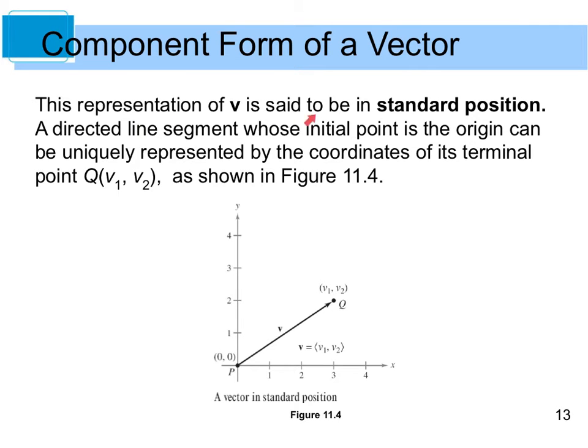So V is said to be in standard position if the directed line segment whose initial point is the origin can be uniquely represented by the coordinates of its terminal point. So again, the terminal point can kind of tell you. And if we're going to start writing down the coordinates of the vector here, my vector components, you have your bold V, you have your angle brackets indicating it's a vector, as opposed to the parenthesis notation telling you it's a coordinate pair.